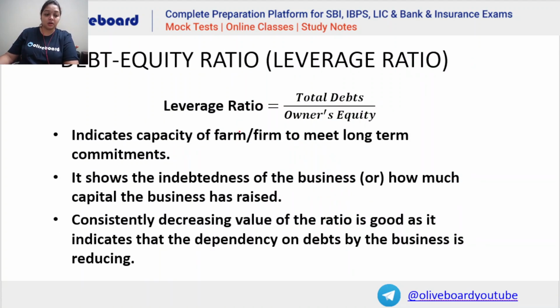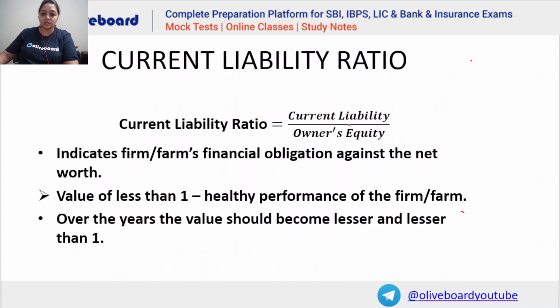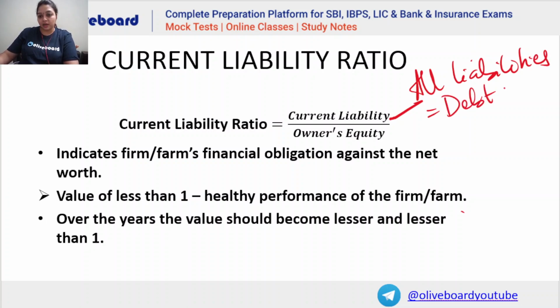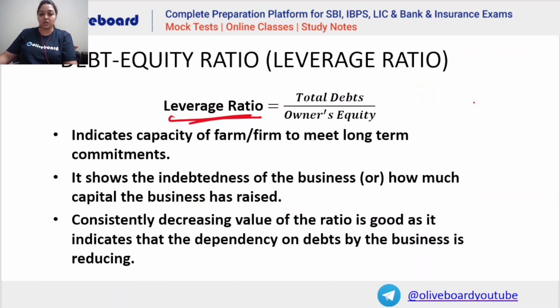Debt equity ratio. So, what is debt equity ratio, or it is also known as leverage ratio? It is total debts by owner's equity. See, liability ratio is considering all liabilities. All liabilities means your debt liabilities plus non-debt liabilities, right? So, that is current liability. But here can you see there is only debts. Non-debt expenditures are removed and only debts is considered to be divided by owner's equity.